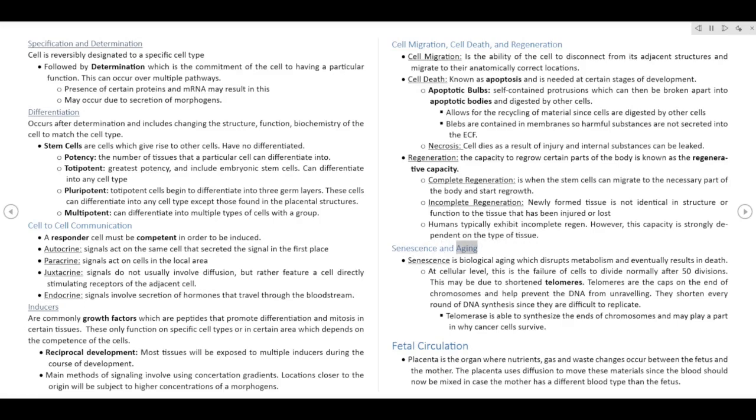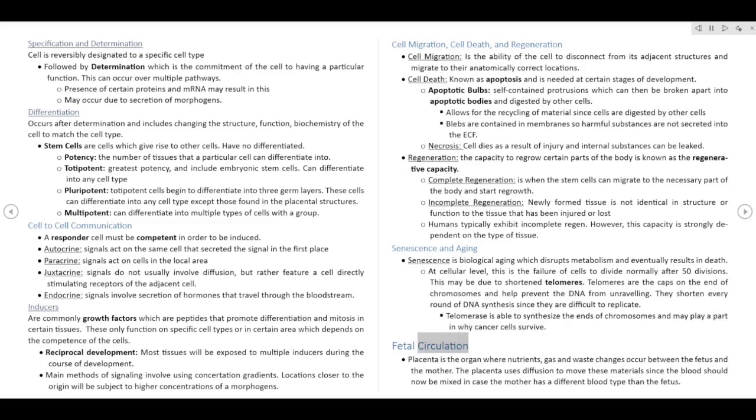Senescence and aging. Senescence is biological aging which disrupts metabolism and eventually results in death. At the cellular level, this is the failure of cells to divide normally after 50 divisions. This may be due to shortened telomeres. Telomeres are the caps on the end of chromosomes and help prevent the DNA from unraveling. They shorten every round of DNA synthesis since they are difficult to replicate. Telomerase is able to synthesize the ends of chromosomes and may play a part in why cancer cells survive.